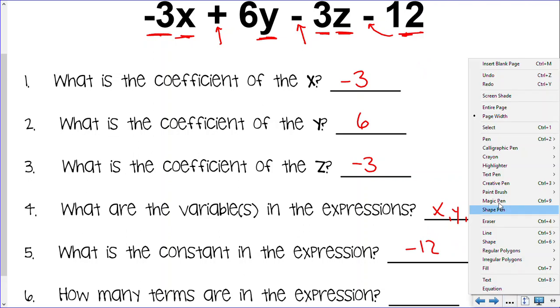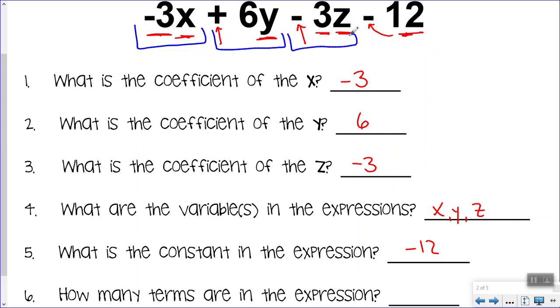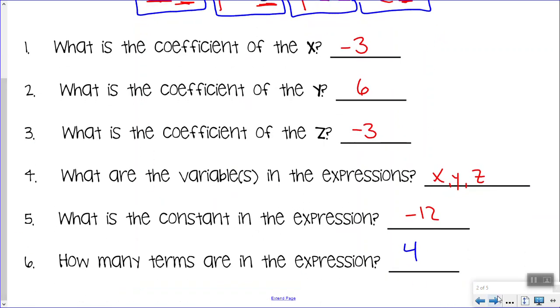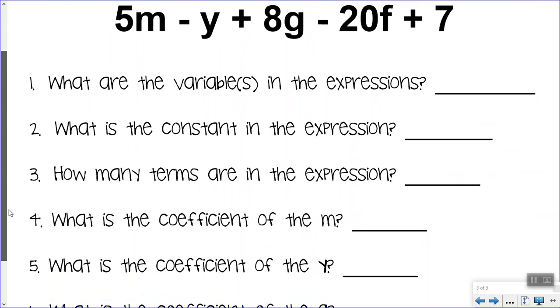So remember that the pluses and minus signs work as spaces in my expression. So we have this whole part, which is a term, then I get to a plus sign, so that's a space. We start over, get to the minus sign, we start over, and get to the minus sign again, we start over. So I have 1, 2, 3, 4 terms in my expression. All right, go ahead, pause the video, and try this one.